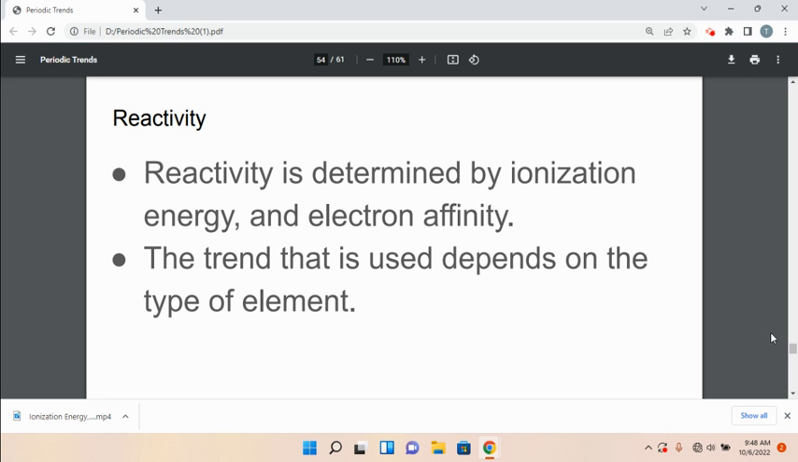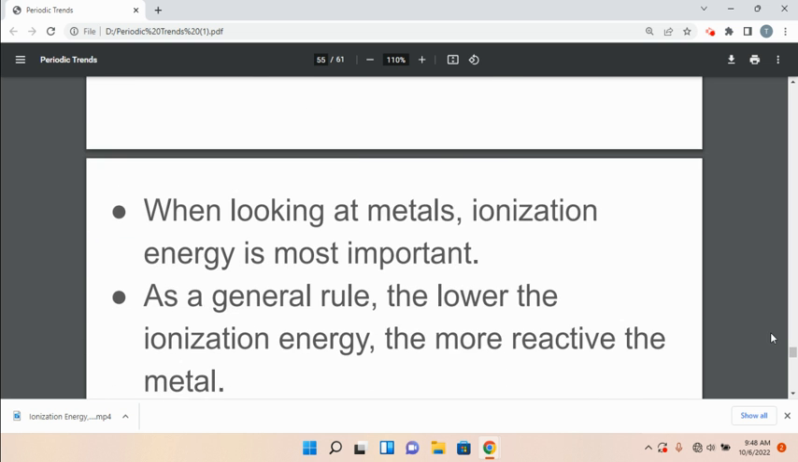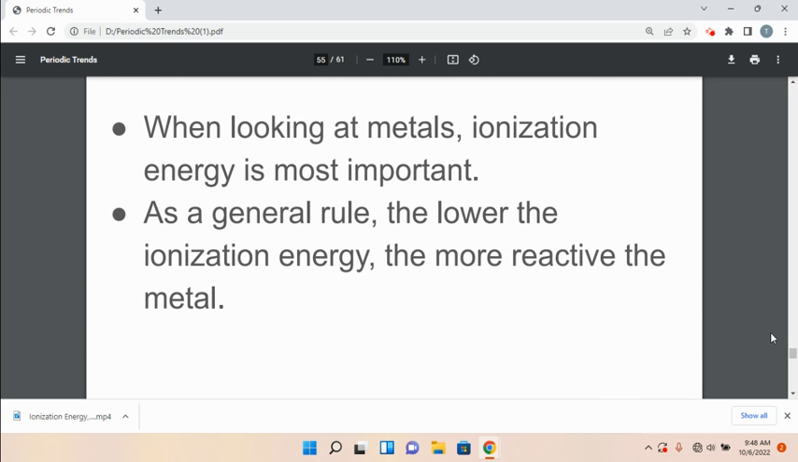So reactivity is determined by ionization energy and electron affinity. It depends on which type of element you're looking at, whether it's a metal or a non-metal. When you're looking at metals, it's ionization energy that is the most important. As a general rule, when you're dealing with a metal, the lower the ionization energy, the more reactive that metal will be.